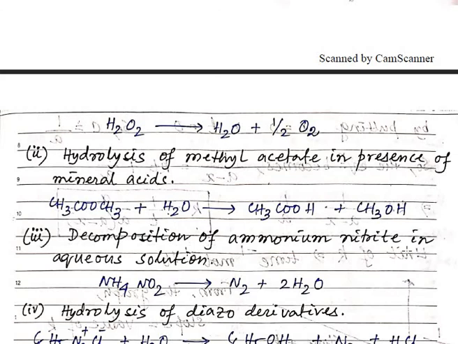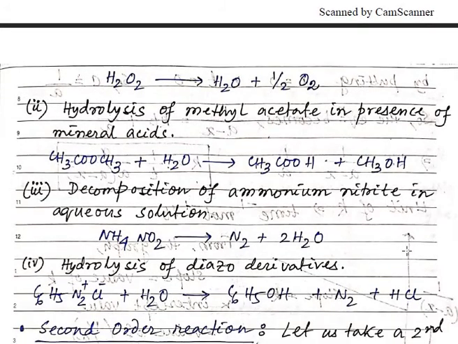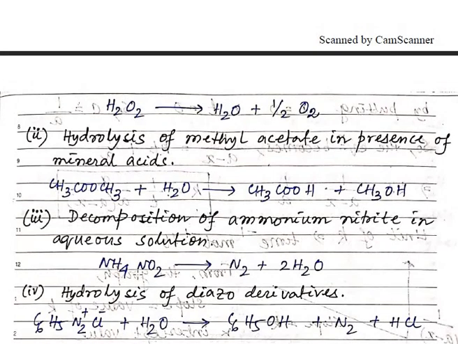Next, decomposition of ammonium nitrite. Okay, not ammonium nitrate, ammonium nitrite, NH4NO2 in aqueous solution. If I put ammonium nitrite, NH4NO2, in aqueous solution, it will be decomposed and form N2 plus 2 water. And the next one is the hydrolysis of the diazo derivative, mainly in the organic portion, that is C6H5N2 plus Cl minus, that is benzene diazonium chloride, plus water, which will give phenol plus nitrogen plus HCl. So that is also an example of the first order reaction.